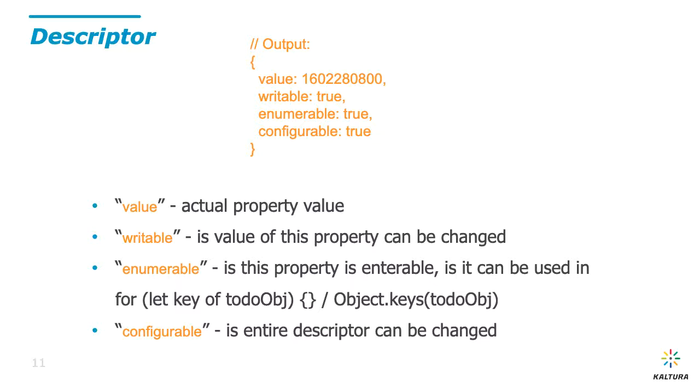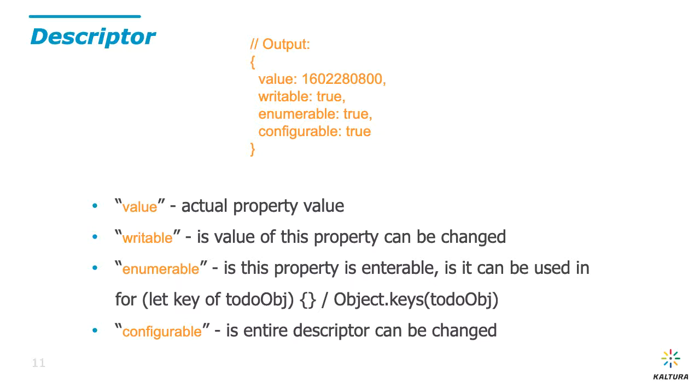Writable is a boolean, that is actually value, it represents if this value can be changed, okay, if we can change the original value or not. If we set writable to false, we will get an exception that you cannot assign value to the read-only.